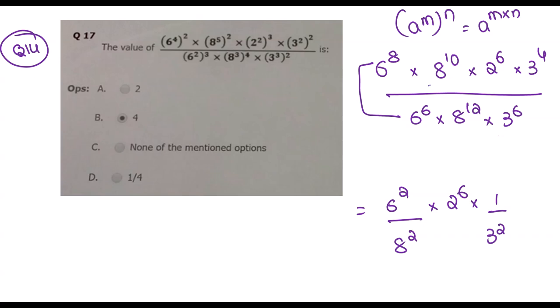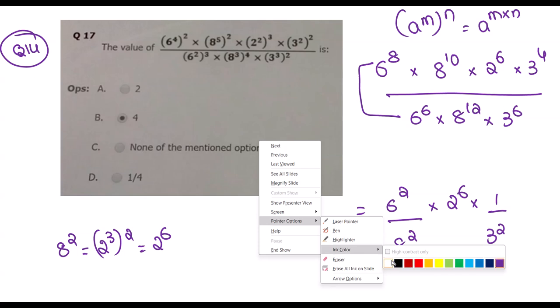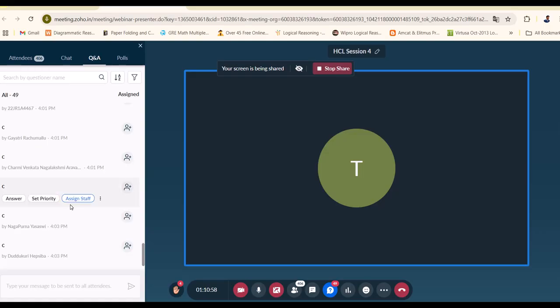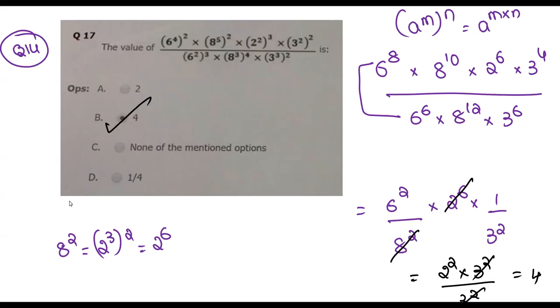Right now if we just map same powers, then that was the case. What you can do now, 8 square can be written as 2 power 3 to the power 2, which is 2 power 6. 8 square and 2 power 6 will get cancelled. Now 6 square can be written as 2 square into 3 square. Divide by 3 square, so answer will be equal to 4. Okay, the option given is correct only. The answer is equal to 4. Very good, Ananya. Check this, 4 is the answer. See the next one.